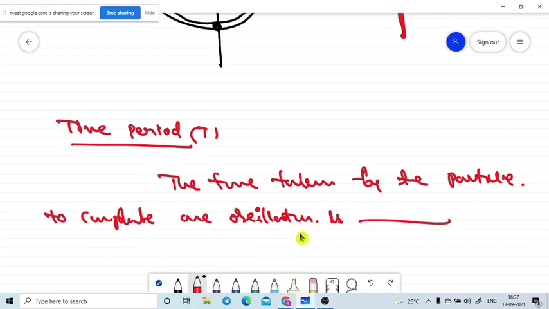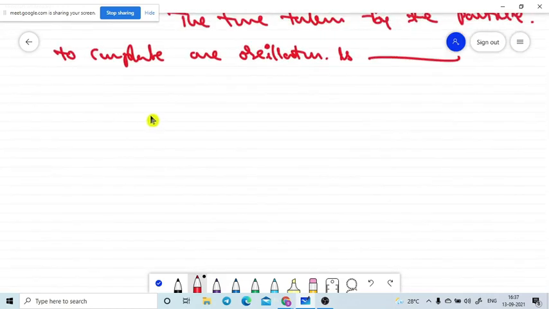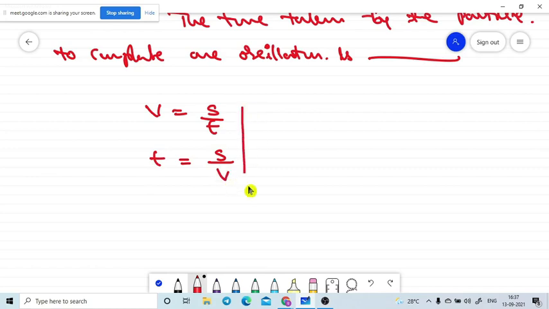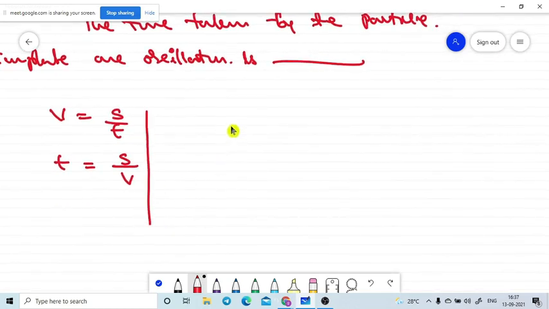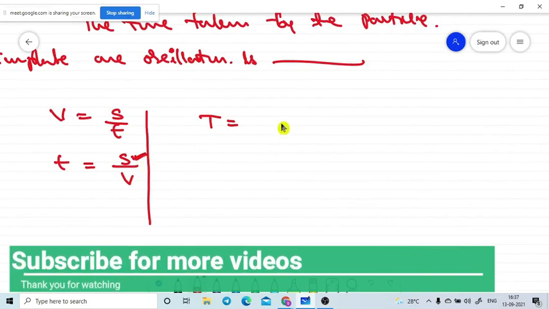How much time is taken? How can you find the time period? In kinematics we have one simple formula: velocity is equal to displacement by time. So time is equal to displacement by velocity. But in our case we have angular velocity. So the time period T of the oscillation is equal to the angular displacement divided by the angular velocity. Are you getting it or not?